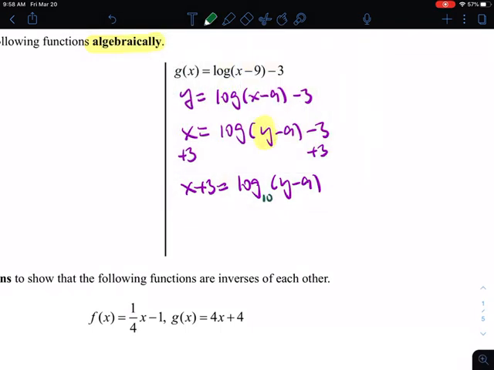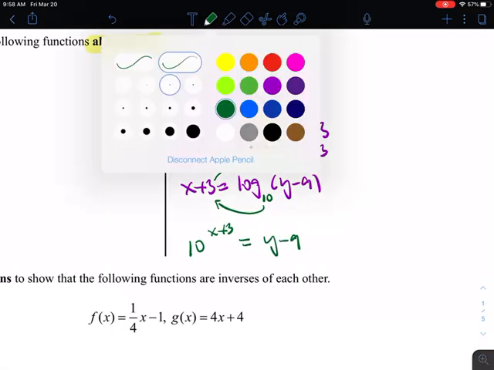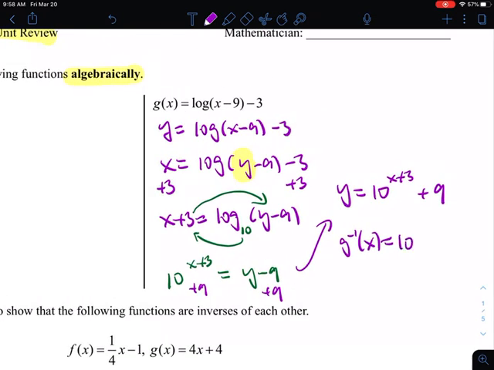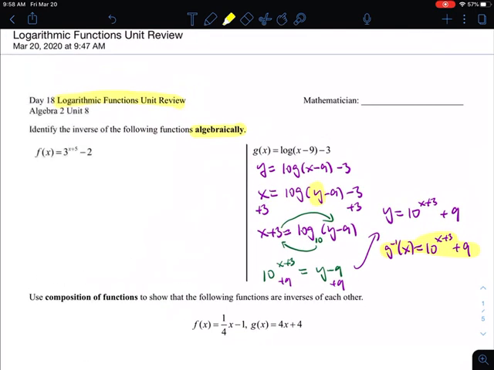Now at this point, we want to rewrite this in exponential form. Remember, if there's no base, it's implied to be base 10. Let's use our circle method. So we have 10 to the x plus 3 is equal to y minus 9. Then one more step, add 9 to both sides. So I get y is equal to 10 to the x plus 3, and then plus 9. Then remember to put it in function notation. So I get g inverse of x is equal to 10 to the x plus 3 plus 9.